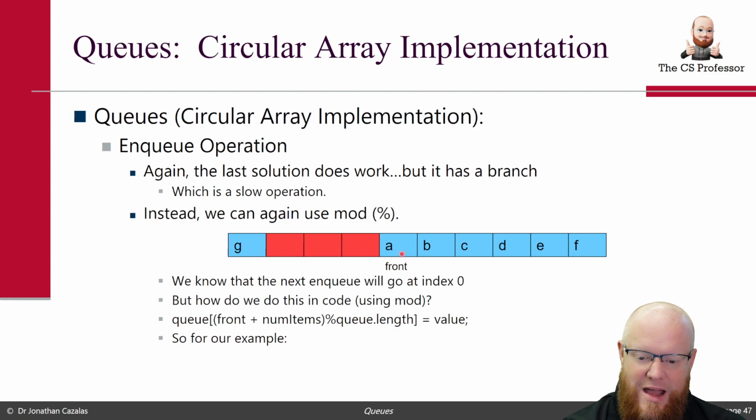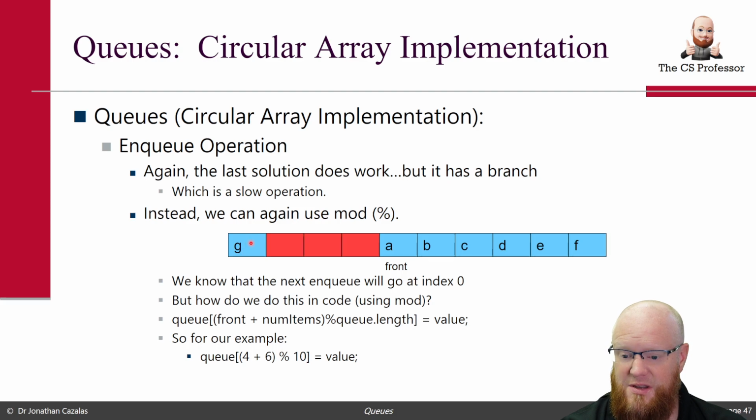So let's look at this exact example, right? What we have right here. 4 plus 6, we want to save this G. Remember, we want to save this G at index 0. So 4 plus 6 is 10, mod the length of the queue, which is 10, which will give us 0, and that's exactly where we save that new value. Let's pretend now we want to add a new value, W.